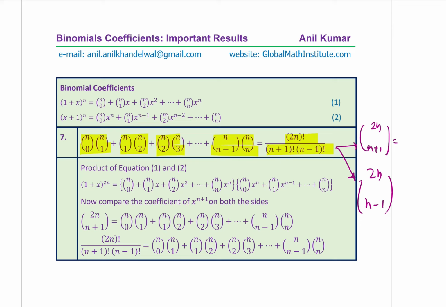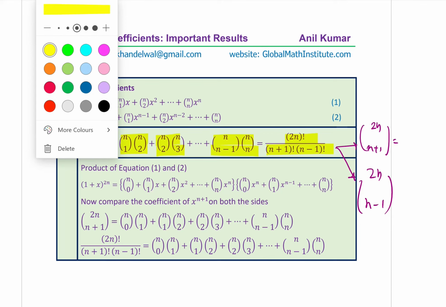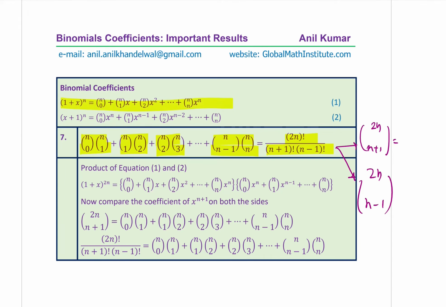Now, let us see how to do this. Again, what we are going to do is begin with these two equations where the x is written in increasing order and in decreasing order. Just find the product of these. So we get (1 plus x) to the power of 2n on the left side, and on the right side, that is the product. Now this time, we need to compare the coefficients for x to the power of n plus 1. When you do that, you get this product which we are asking for. Do you see that?